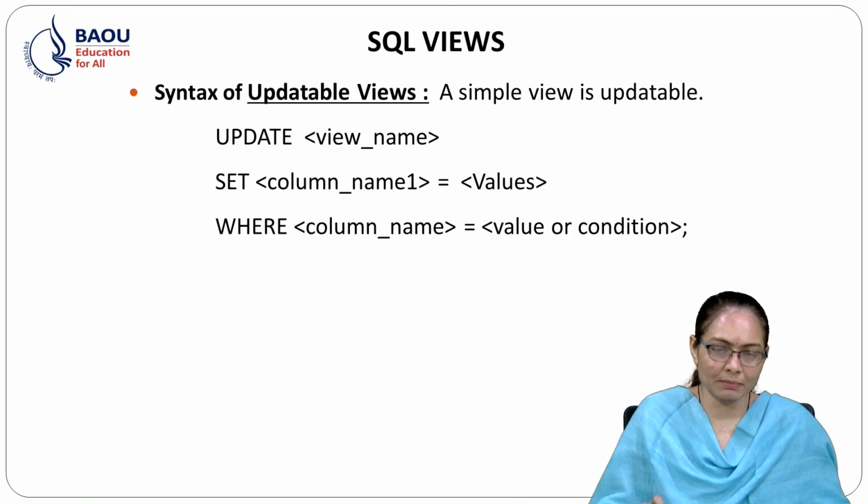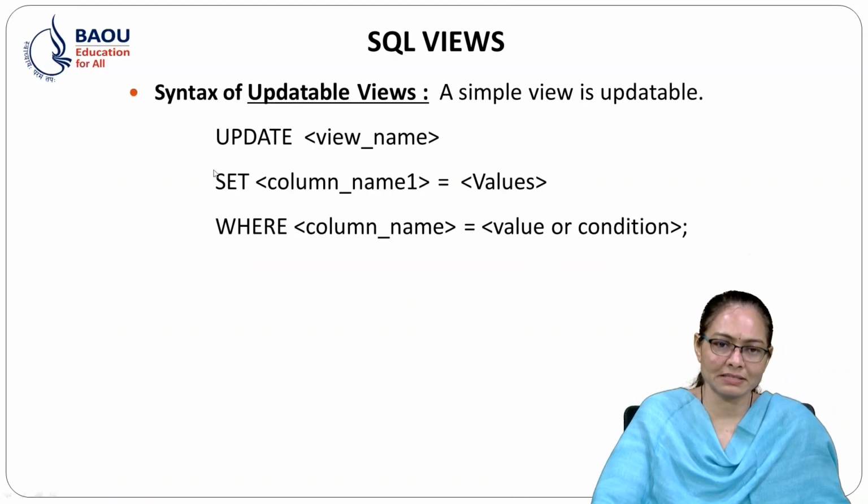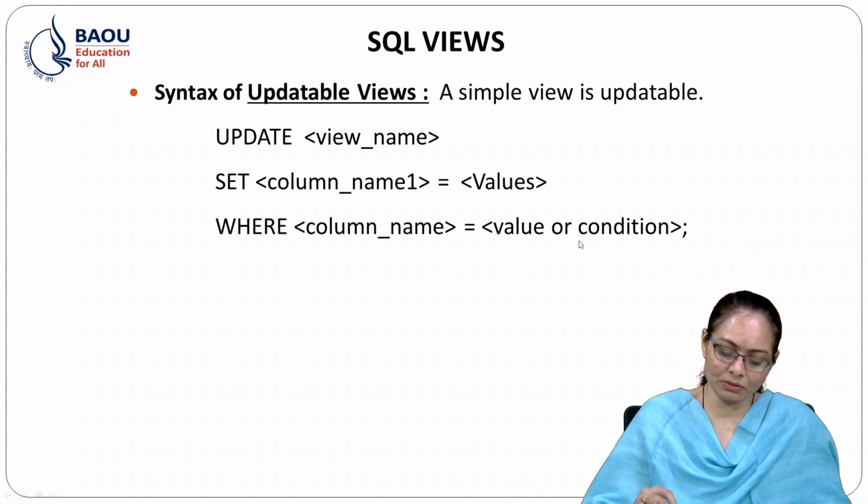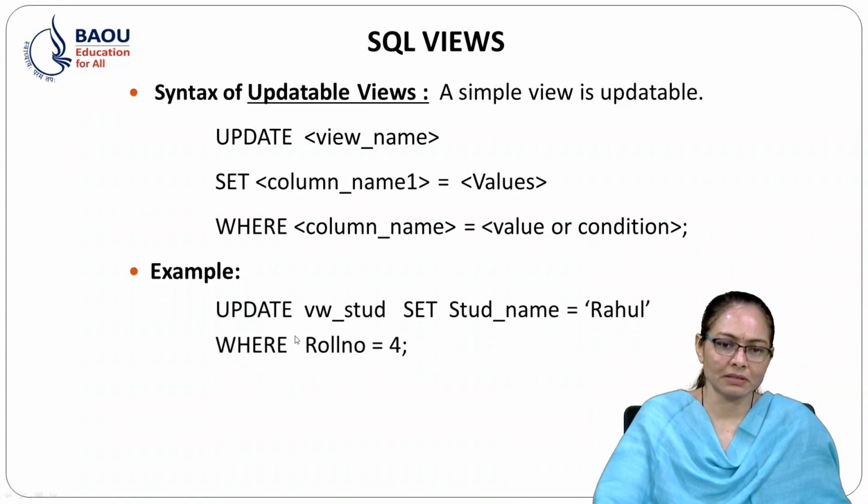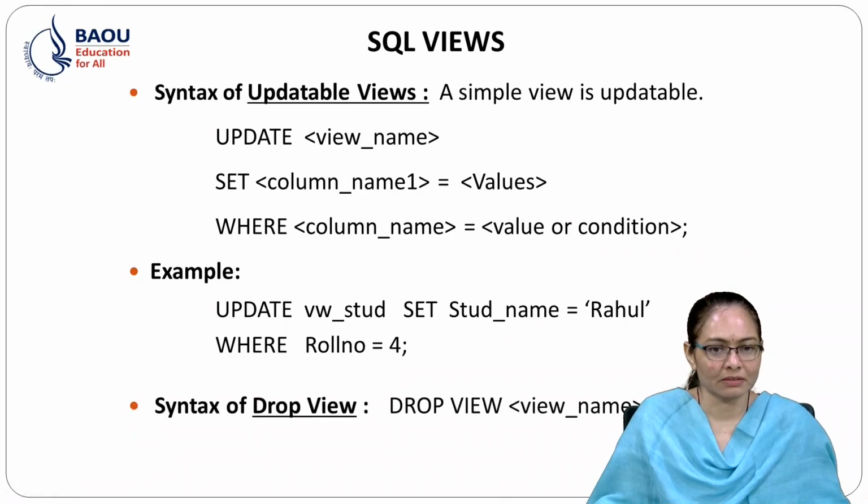A simple view can be updated, first of all, the same as updating a table. Update view name, set column name is equal to value, where column name is equal to a value or a condition. For example, update view name, then set student name is equal to Rahul, where roll number is equal to 4. In the view, the name of roll number 4 will be changed to Rahul. We perform the query on a view the same as on a table.